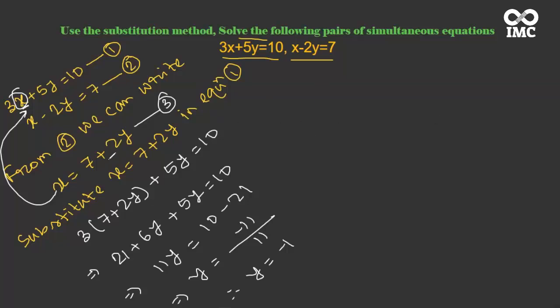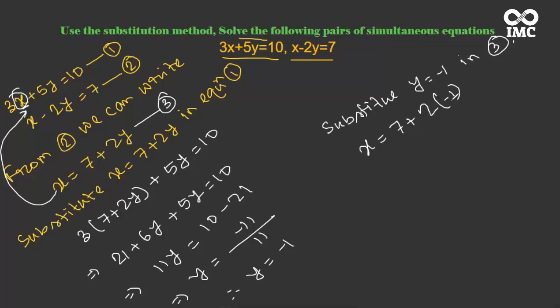Now we will find out the value of x by substituting the value of y. So substitute y equal to minus 1 in 3. Then what will we get? We will get x equal to 7 plus 2y. So instead of y, we will put negative 1. So 7 plus minus 2, so 7 minus 2, 5. So we can say the required solution is x equal to 5 and y equal to minus 1.